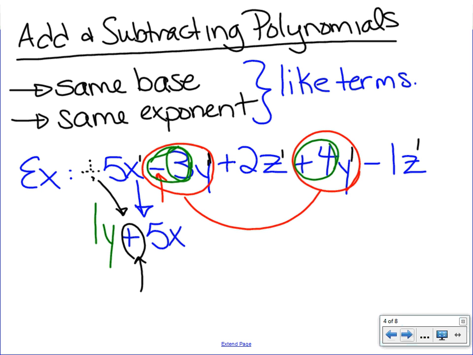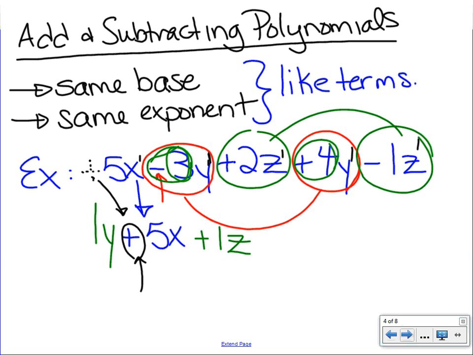Next, we can take a look and group together the z's. So I'm going to have a 2z and a negative 1z. Those z's can be added together. Again, you have the coefficients. 2 plus a negative 1 is going to give me a positive 1z. That will be your final answer unless they specifically told you what x, y, and z would equal. Okay? So that's adding and subtracting polynomials.